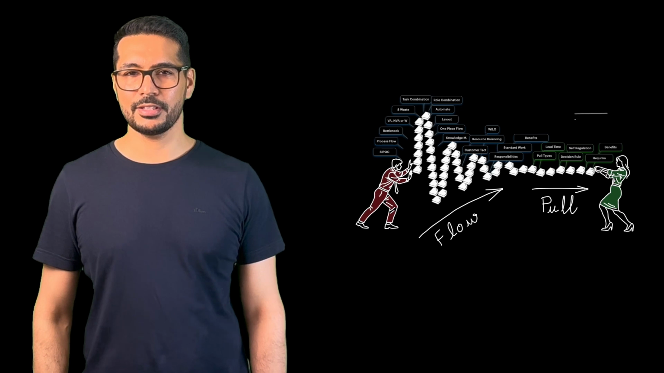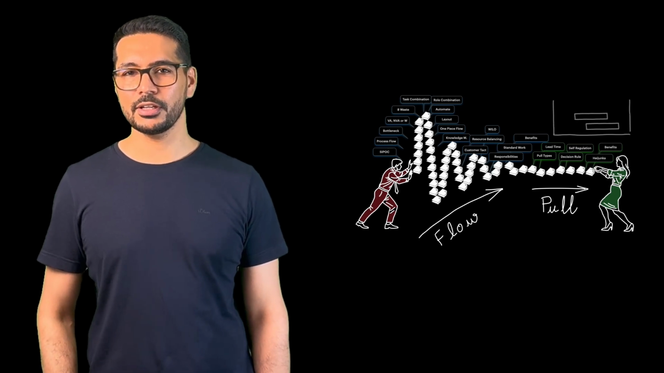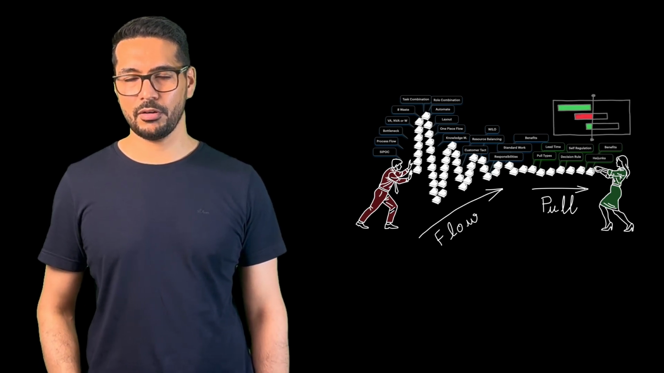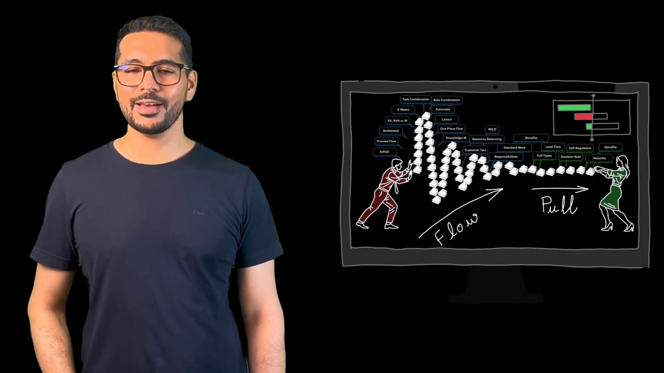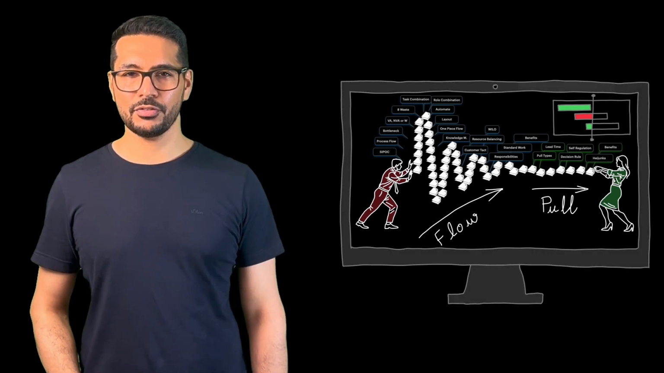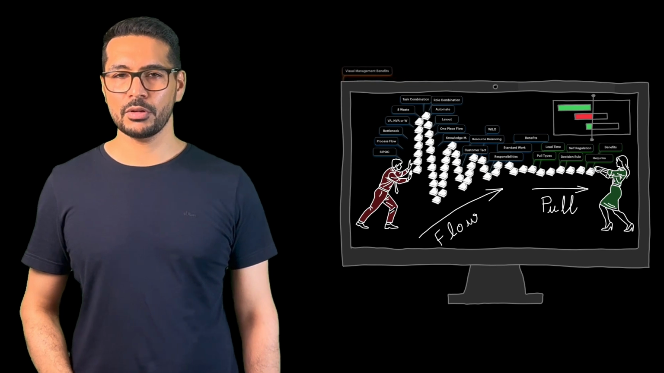The third phase and the last phase of office lean is visual management or visualization. Here we have 3 main elements. The first element is visual management benefits.